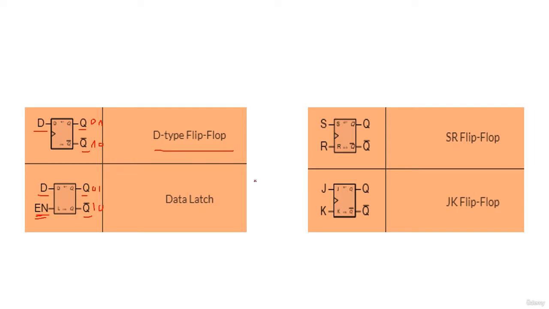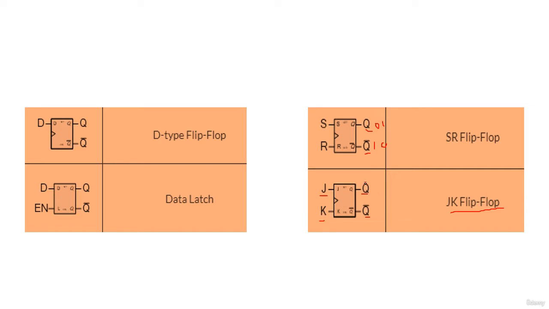Here we have the SR flip-flop. We have two inputs, S and R, and two outputs, always two outputs. As you see, we have Q and Q bar. The same principle: if Q is 0, Q bar will be 1, and if Q is 1, Q bar will be 0. And here we have the JK flip-flop, with two outputs. This is J and this is K, and this is the output.